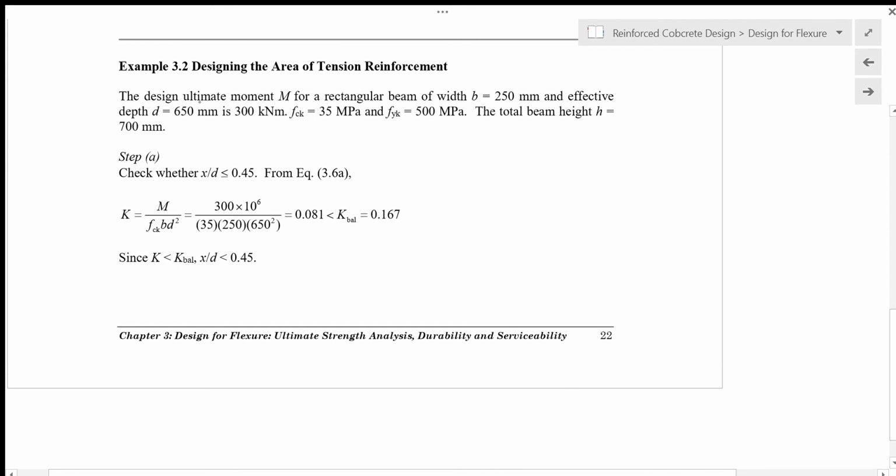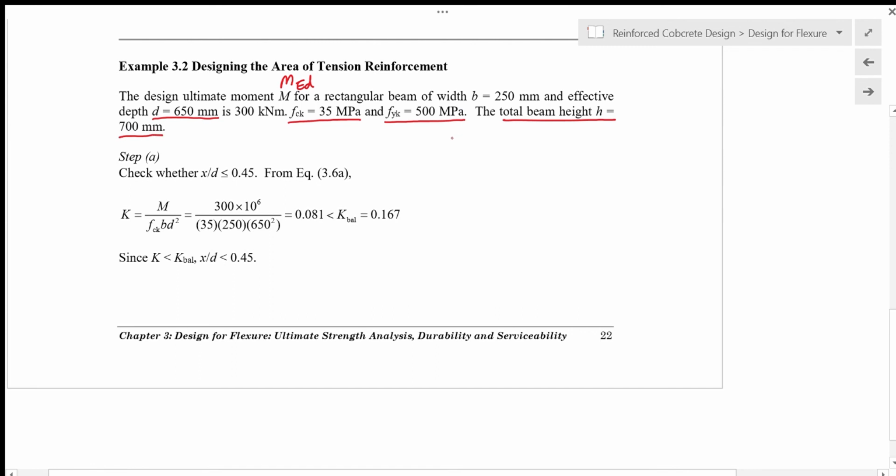So the design ultimate moment MED for a rectangular beam of width B equals 250 mm and effective depth D equals 650 mm is 300 kilonewton meter. The concrete characteristic strength is 35 megapascal and the steel characteristic strength is 500 megapascal, and the total beam height is 700 mm.